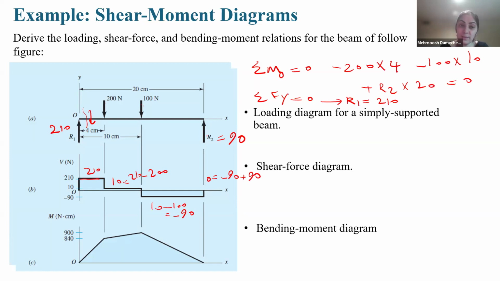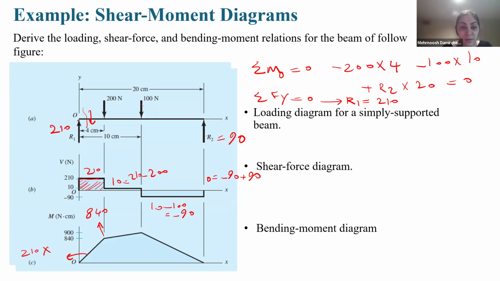For bending moment, because it is a simply supported beam, we start from 0. The order of shear is 0, so the order of moment should be 1. What is the meaning of 1? It means something times x. We find this area. What is this area? 210 times 4 is 840. And the slope of this line is 210, meaning 210x.